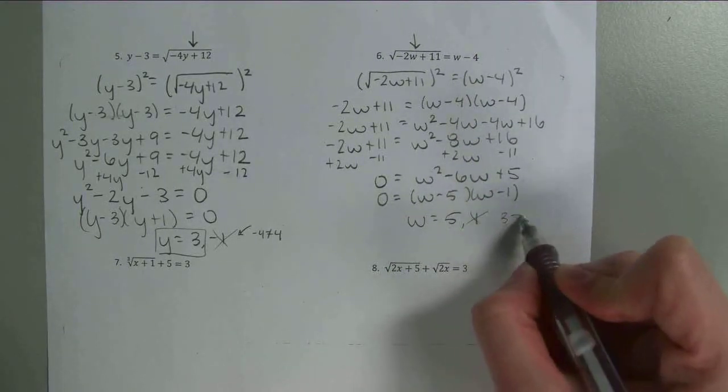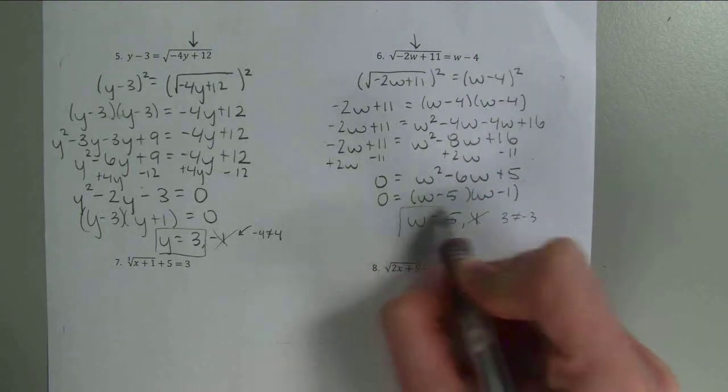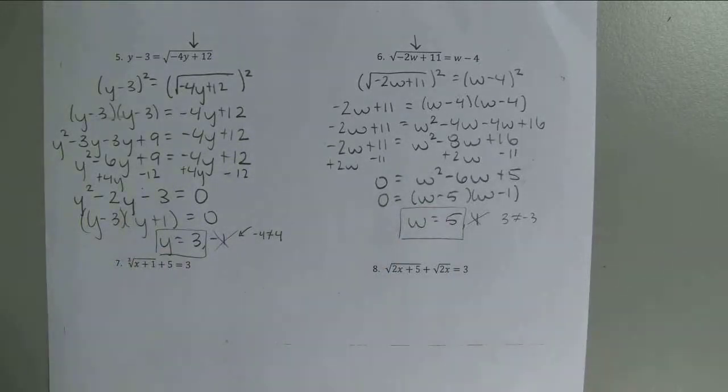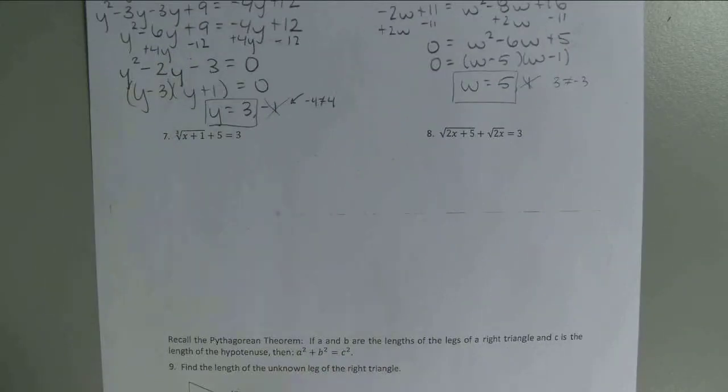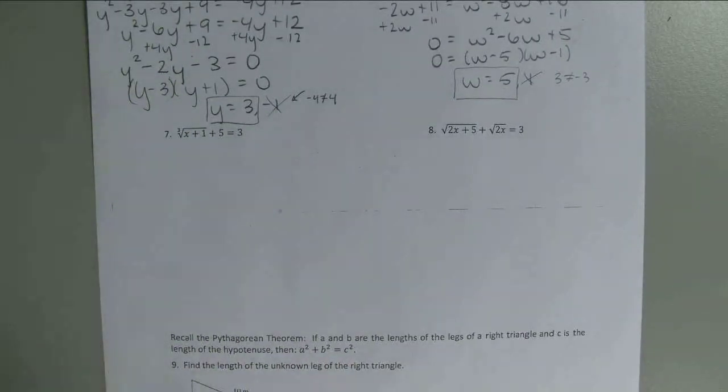3 does not equal negative 3. So W equals 5. So whenever you get that quadratic where 2 pop out, usually only one's going to work. All right. So we've seen a lot of squares, but guess what? They really can give you any kind of root, okay? So they can give you cube roots, fourth roots, sixth roots, 100th roots. It doesn't matter. Because what you're going to do is the same thing.